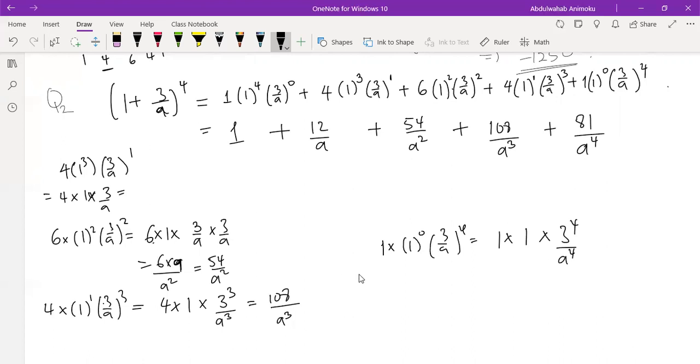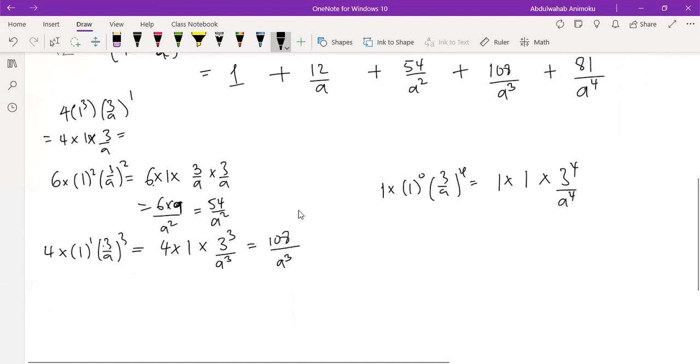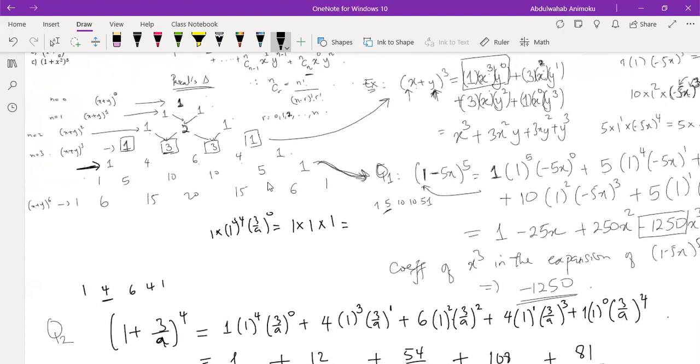You can see it's quite easy using Pascal's triangle. All you need to know is to be able to deduce these levels, right? The coefficient for each level corresponds to the expansion for that level.